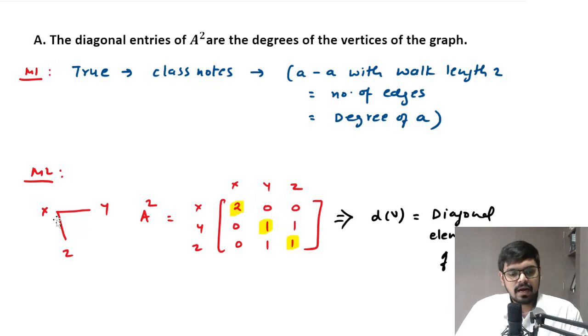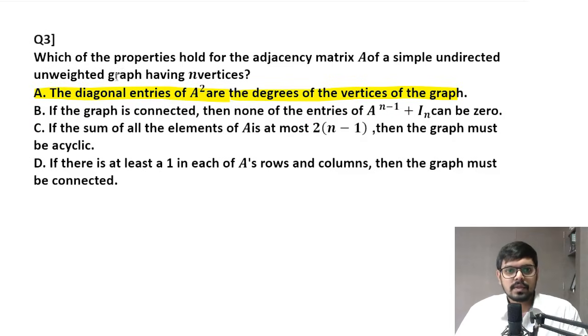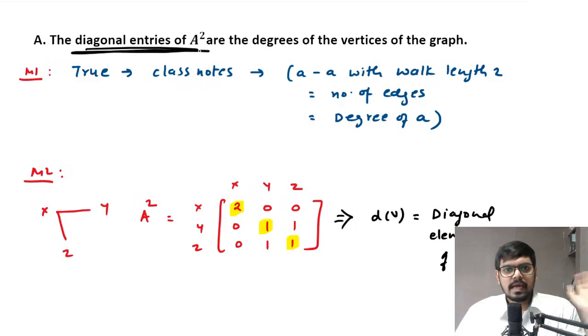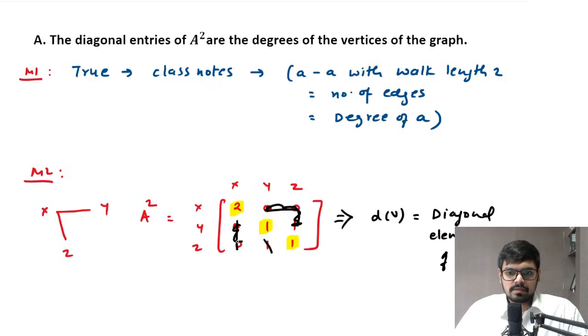Suppose I am taking this graph x, y and z. As per the question, it is a simple undirected unweighted graph with n vertices, so I am taking that. Once you take this example, now find A square, and you only have to find the diagonal entries, since you have to verify the diagonal. Actually no need for all these things. Just for the complete solution I am giving this in the notes, but in the exam, no need to find the other entries, only focus on the diagonal entries.